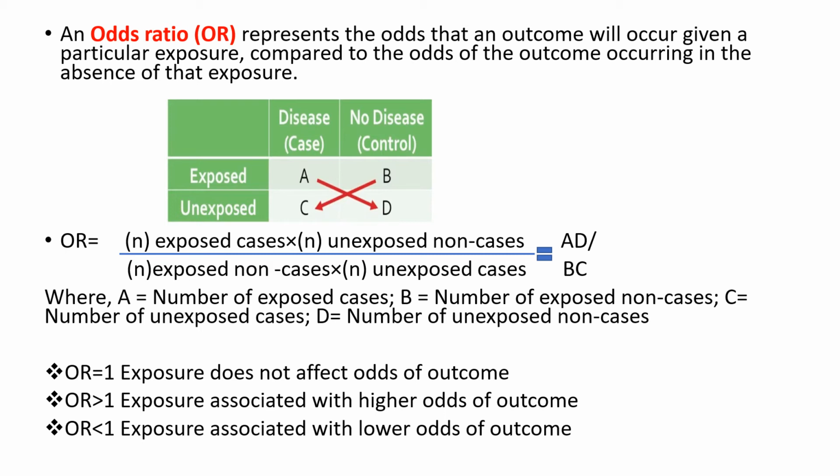So when the odds ratio is equal to 1, it means exposure doesn't affect the odds of outcome. When the odds ratio is greater than 1, it means exposure is associated with higher odds of outcome, that there is a greater possibility that they are associated. And when the odds ratio is less than 1, it means exposure is associated with lower odds of outcome.